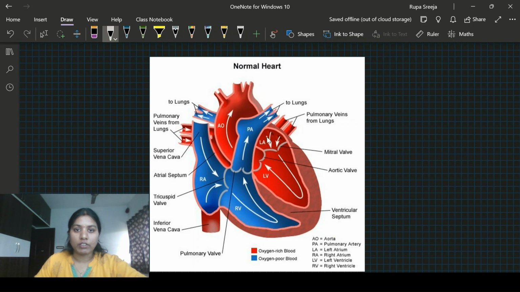So fine, coming to this, this is the left atrium and the right atrium, left ventricle and right ventricle, as we know. The entire right side of the heart is carrying deoxygenated blood and the left side of the heart is carrying oxygenated blood. And as we know, this oxygenated blood present in the left side of the heart is pumped out of the heart through the aorta.